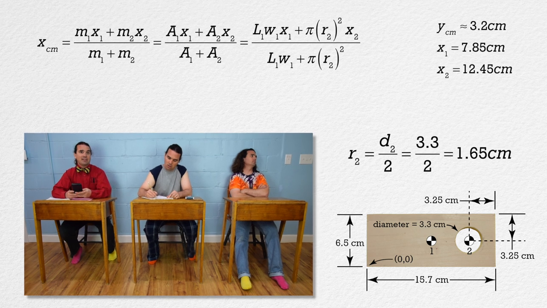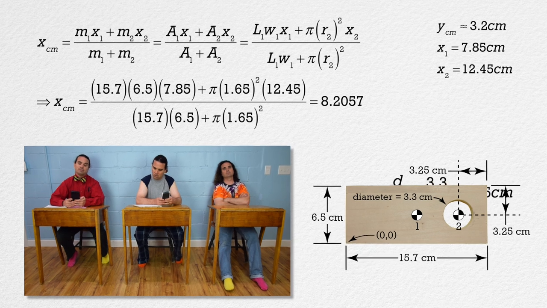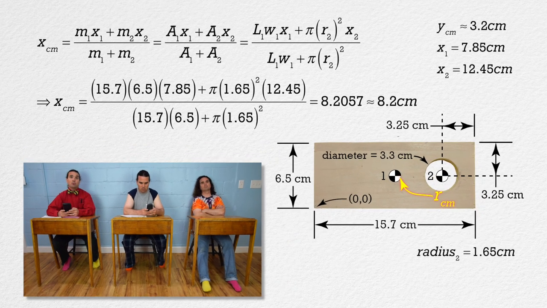Now let's substitute in values. We have 15.7 times 6.5 times 7.85 plus pi times 1.65 squared times 12.45, all divided by the quantity 15.7 times 6.5 plus pi times 1.65 squared, which works out to be 8.2057 or 8.2 centimeters with two significant digits.